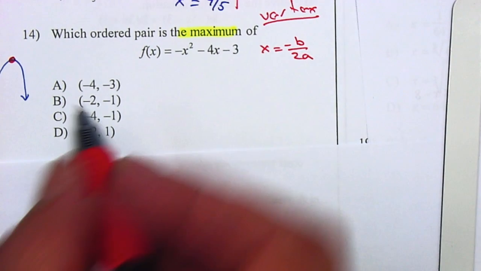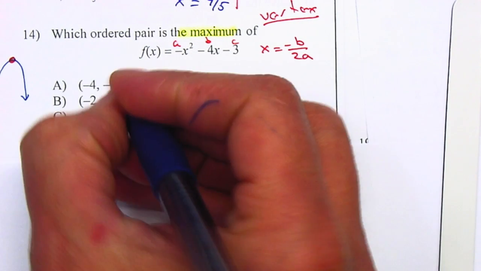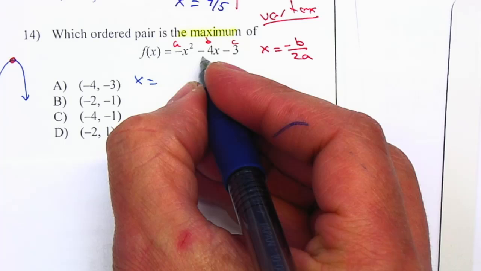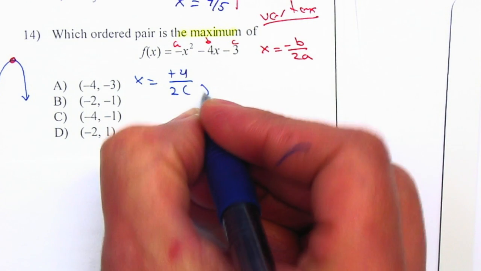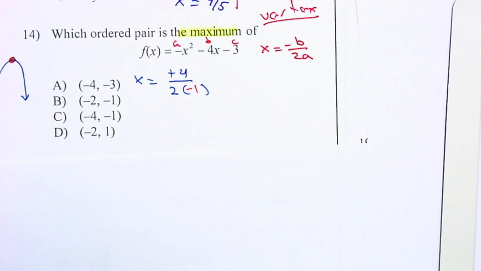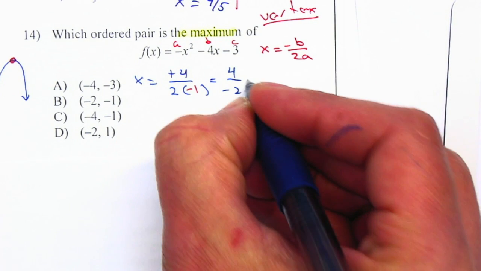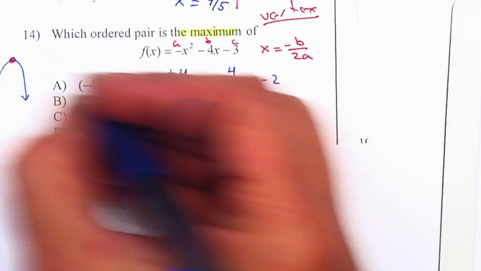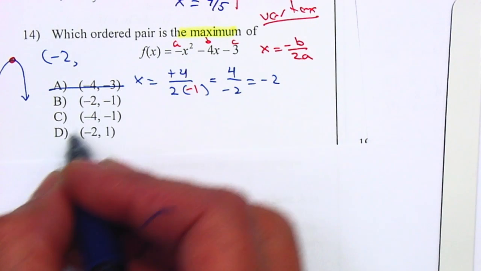Negative b over 2a, using the values of a, b, and c. We have x is equal to negative b, this is a negative 4, so it will be positive 4, over 2 times a, which is negative 1. That will give us 4 over negative 2, which is negative 2. The x value is negative 2.